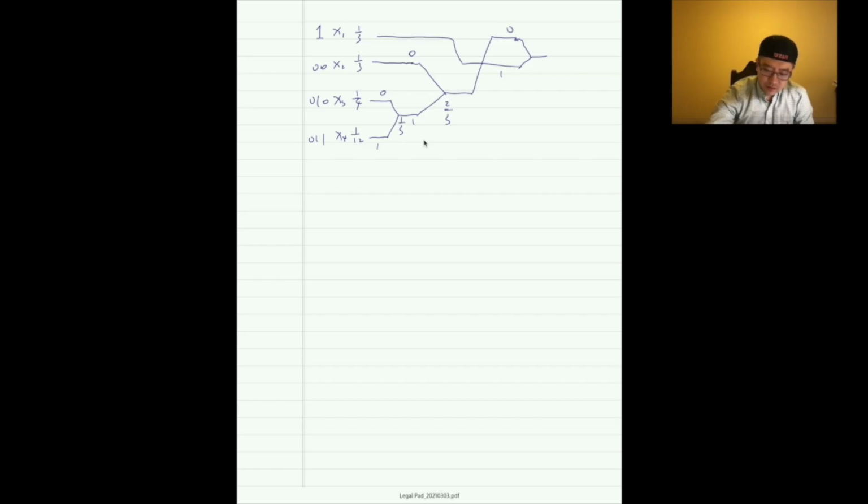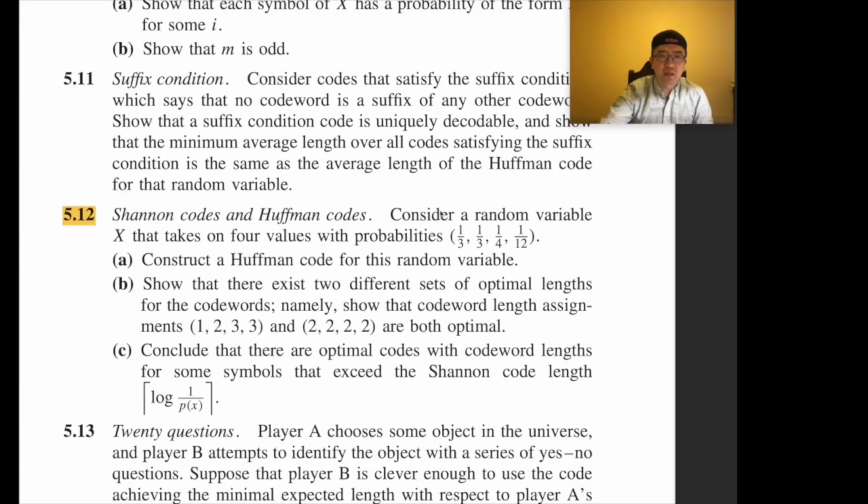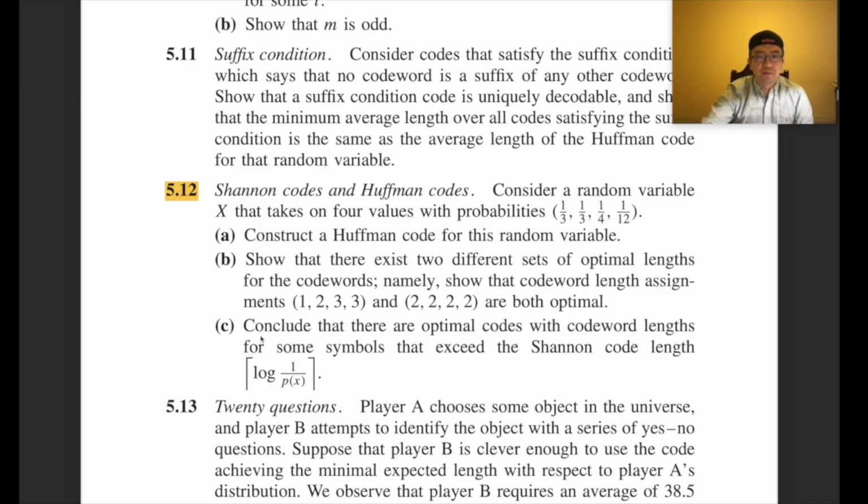This is a case where the code word lengths are 1, 2, 3, and 3. So we can see both of them are possible, and if you verify that, both of them will have the same average code word length. That is part A and part B. For part C, conclude that there are optimal codes with code word lengths for some symbols that exceed the Shannon code length. If you remember, for the Shannon code, although there may be some code word that's very large, the probability of that will be small.